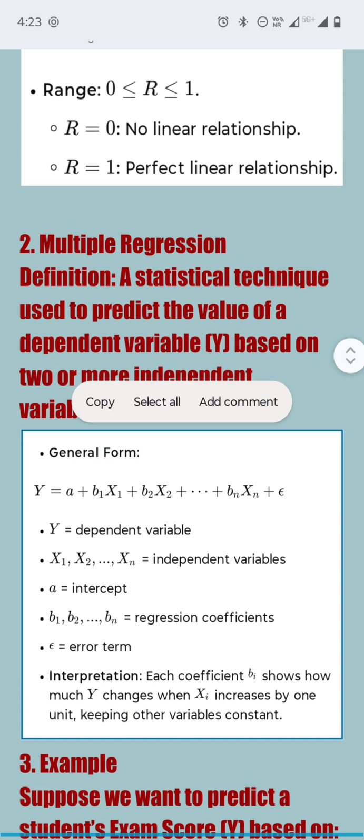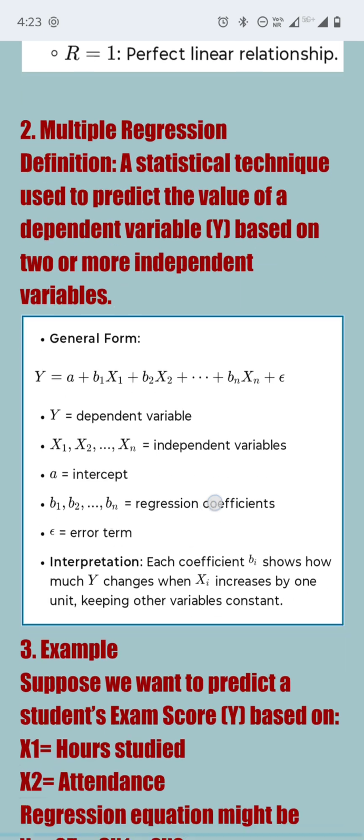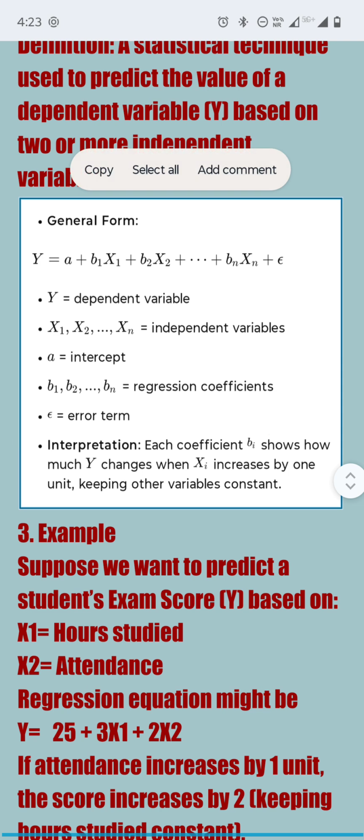Okay, now let's see multiple regression. So what is multiple regression? It is a statistical technique used to predict the value of dependent variable y based on two or more independent variables. Here is the general form: y = a + b1x1 + b2x2 + ... + bnxn + epsilon, where y is the dependent variable, x1, x2 up to xn are independent variables, a is the intercept, b1, b2, bn are regression coefficients, and epsilon is the error term.